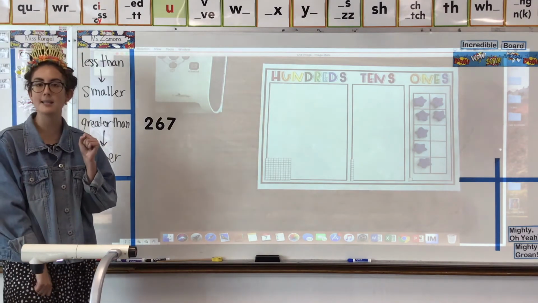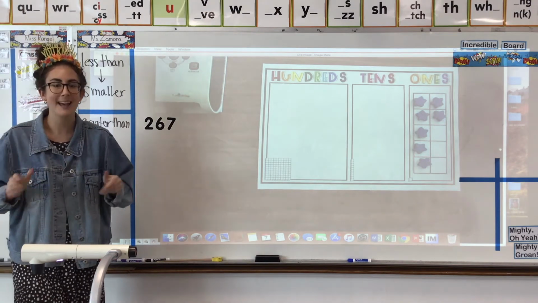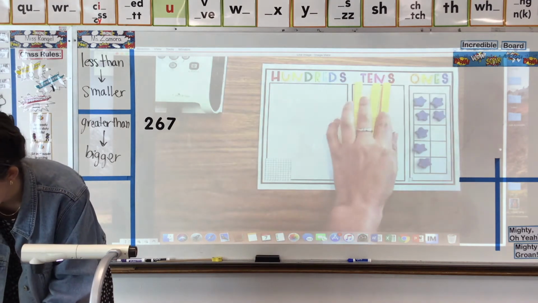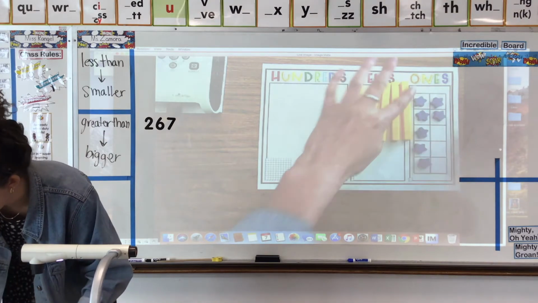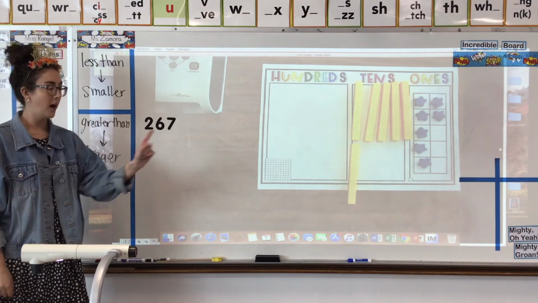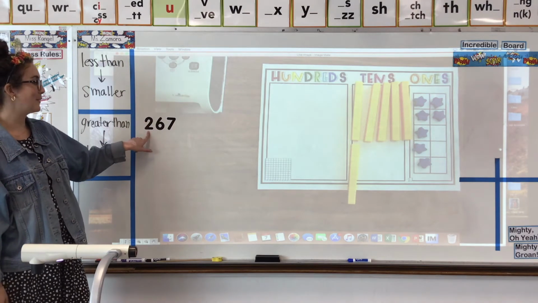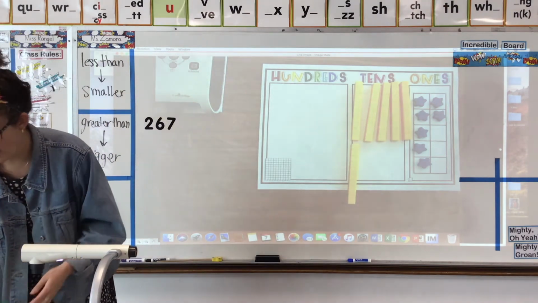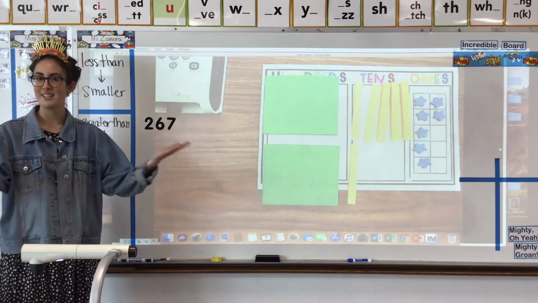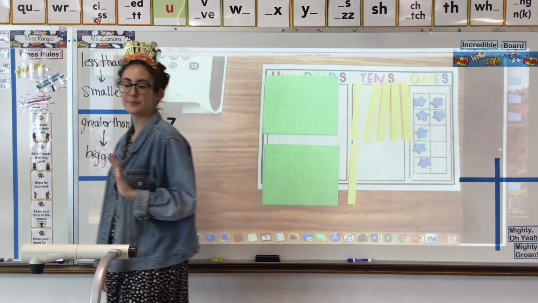Okay, how many 10s? How many 10s are in this number? 6. 6 10s. Let's go ahead and show that. 6 10s. Last but not least, hundreds. How many hundreds are in this number? 2. There are 2 hundreds. Let's go ahead and show 2 hundreds. Do you got it all? 2 hundreds, 6 10s, 7 ones.